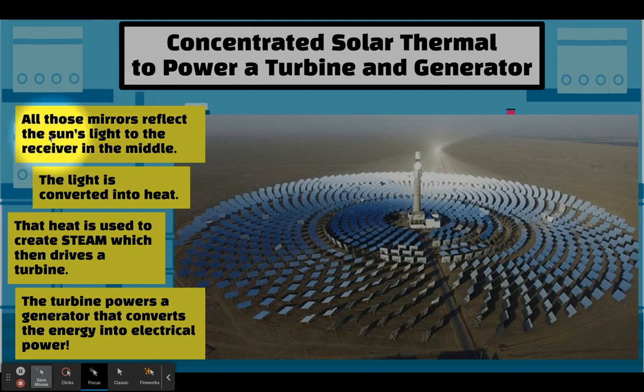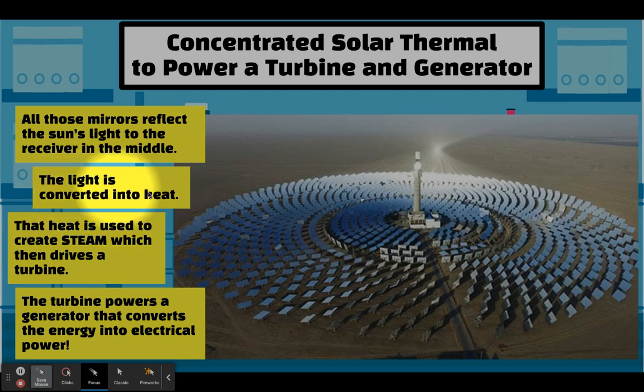The way it works is all those mirrors are set up to reflect the sun's light to the middle of the receiver. And it's very cool. If you watch a video on one of these, it is very cool. Those mirrors are set up to move as the sun moves across the sky so that they can absorb as much light as possible throughout the day.